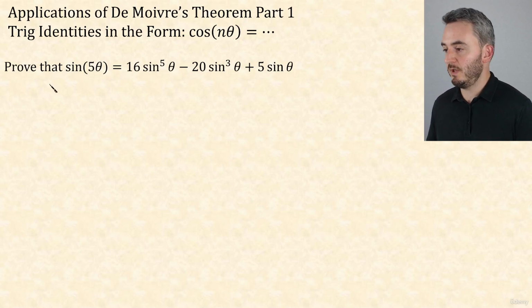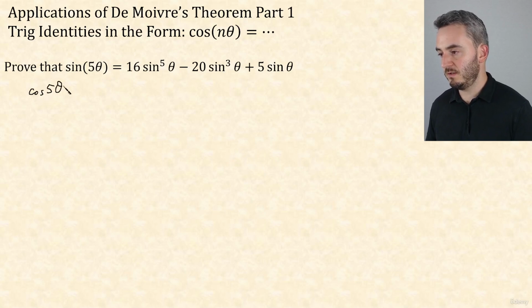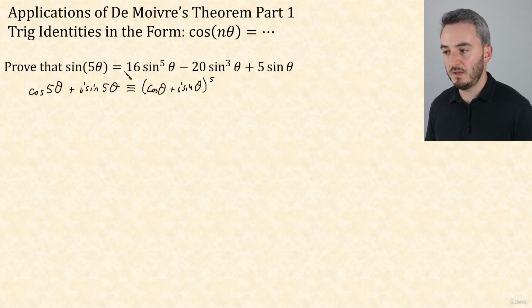This time, however, we are going to be looking for the imaginary part. Here's why. We know that cos 5 theta plus i sine 5 theta is the same as cos theta plus i sine theta to the power of 5. Now, sine 5 theta is the imaginary part of the left.